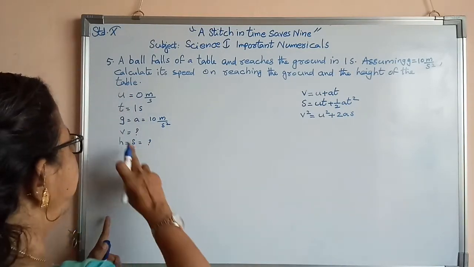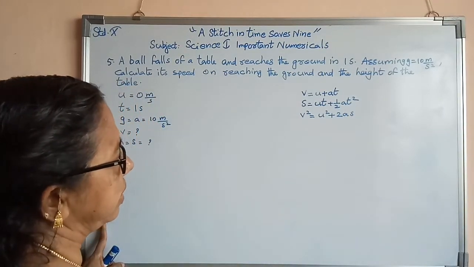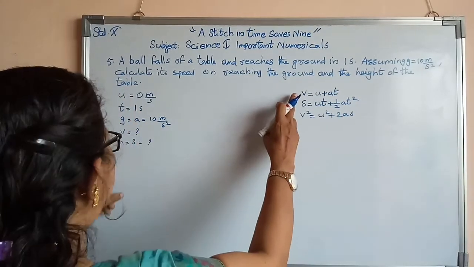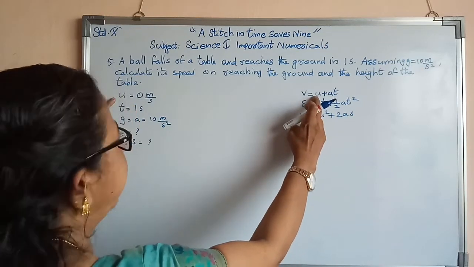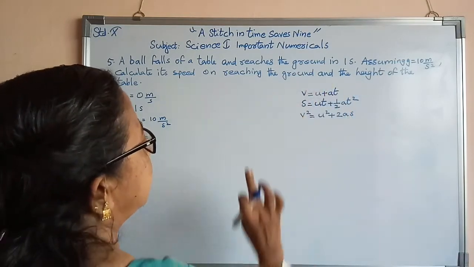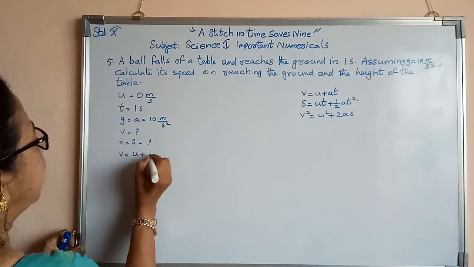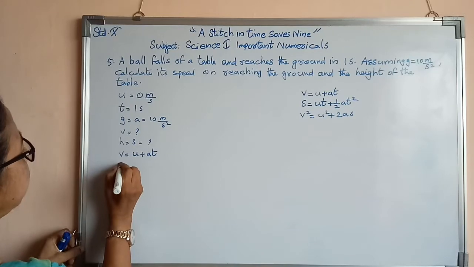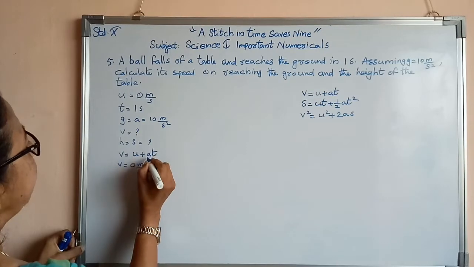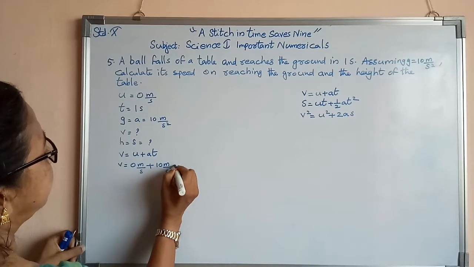So let us see now. We have to find out v. Either this or this formula we can use. But let us see which values are given, then we will think. V we have to find out. U is already given, a is given, and t is given. So we can apply this formula. So here now v is equal to u plus at. V is equal to, u means 0 meter per second, plus a means g, that is equal to 10 meter per second square into t.